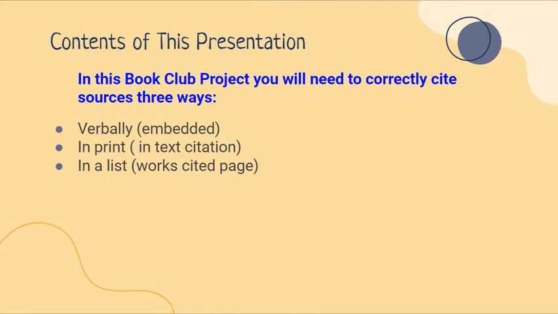So in this presentation, I will be explaining to you 3 different ways that you need to correctly cite sources. One will be verbally in your actual presentation, which is also called embedded. One in print, which is an in-text citation, and a list, which is your works cited page.